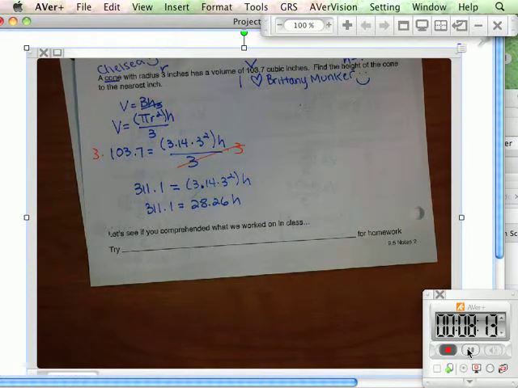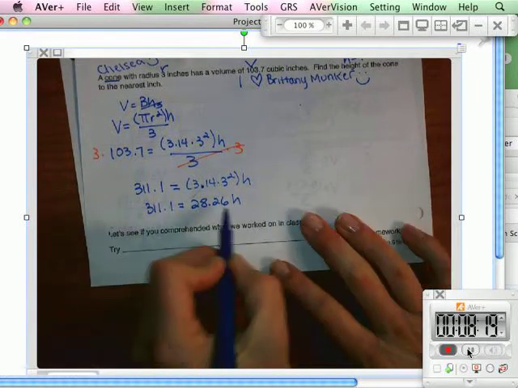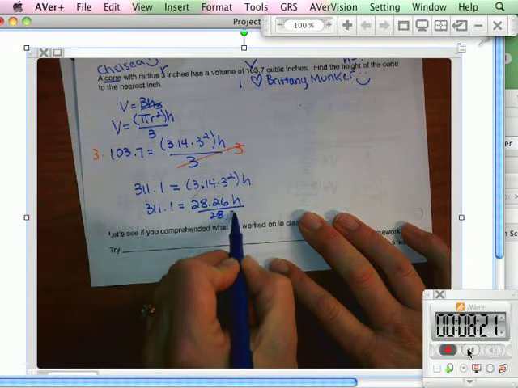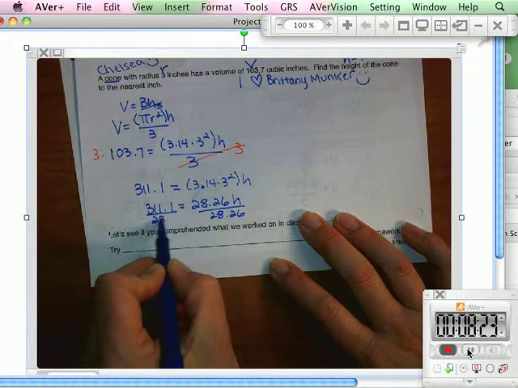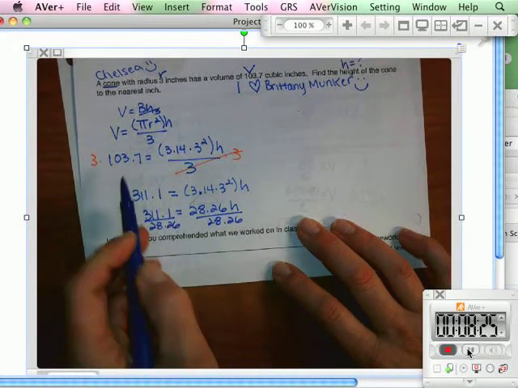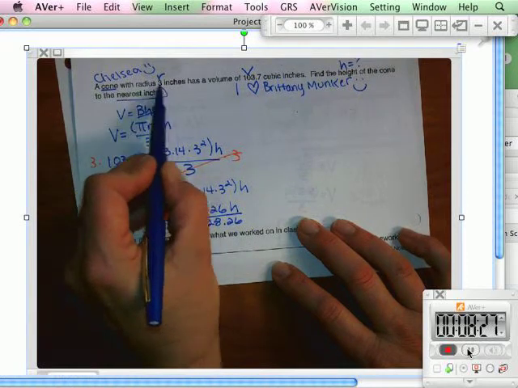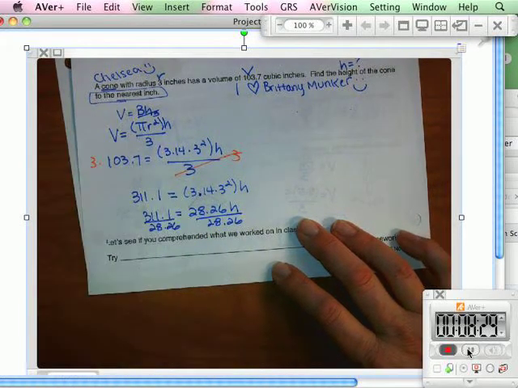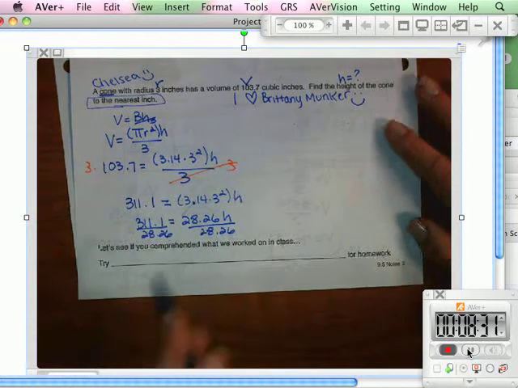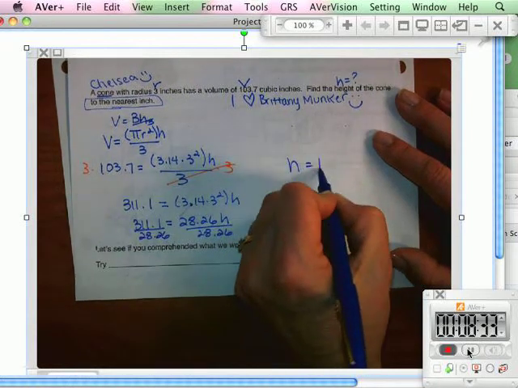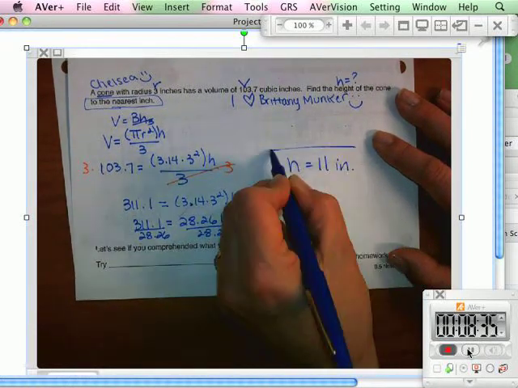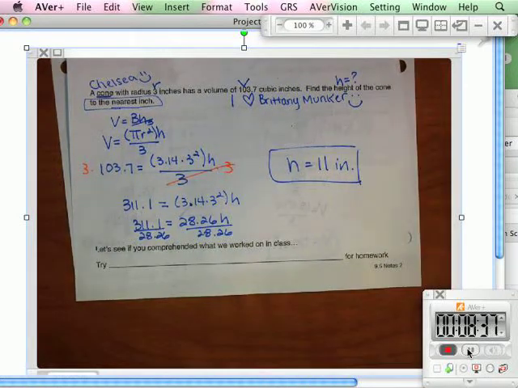And now how do I get h by itself? Divide both sides by 28.26. Oh, wait. What does it say right here? To the nearest inch. Okay, so h is equal to 11 inches when you do the math. Beautiful.